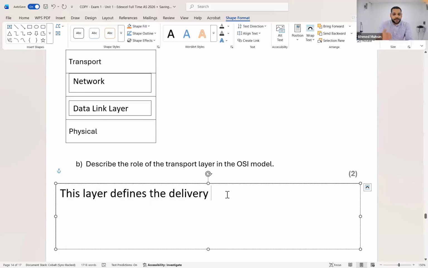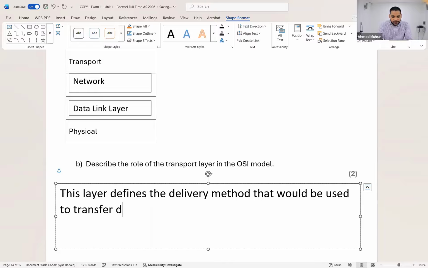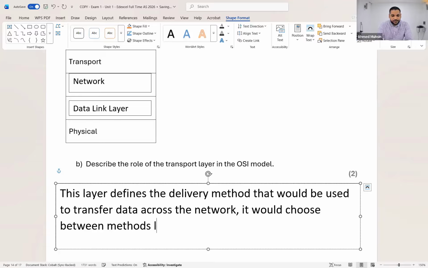This layer defines the delivery method that would be used to transfer data across the network. It would choose between methods like TCP, UDP, or VoIP.